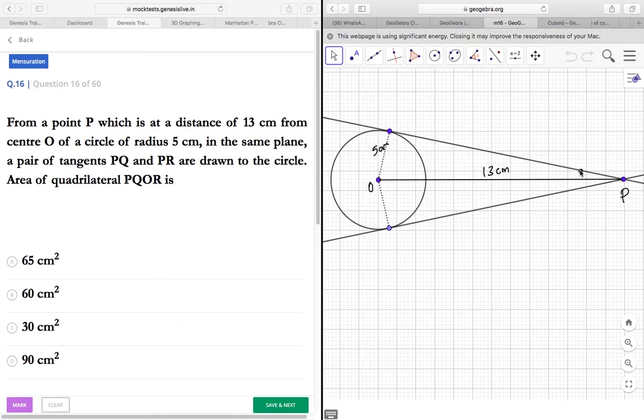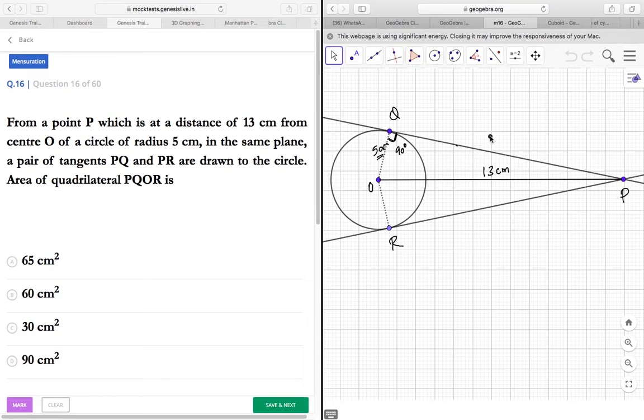In the same plane, a pair of tangents PQ and PR are drawn. The area of quadrilateral PQOR is something that we are supposed to find out. I'm sure you would know this: the tangent and the radius form 90 degrees. So you get two right angle triangles, one is QOP and the other one is POR. You also have the value of the base, but you don't know the length QP, but you can find out.